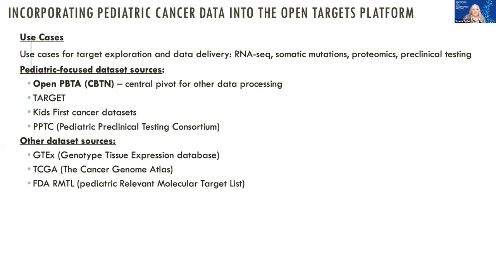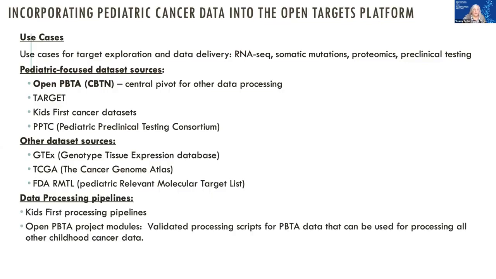And there are other data set sources as well. This is the GTEx, which, even though it's adult, can also be used for control data, the TCGA, and of course the RMTL that I mentioned earlier. And then the data processing pipelines, as I mentioned, we have the Kids First data processing pipelines for all different types of data related to cancer. And we also have the OpenPBTA project modules. And those are the validated processing scripts I mentioned for PBTA data that can be used for processing all our other childhood cancer data. And that's our plan right now.